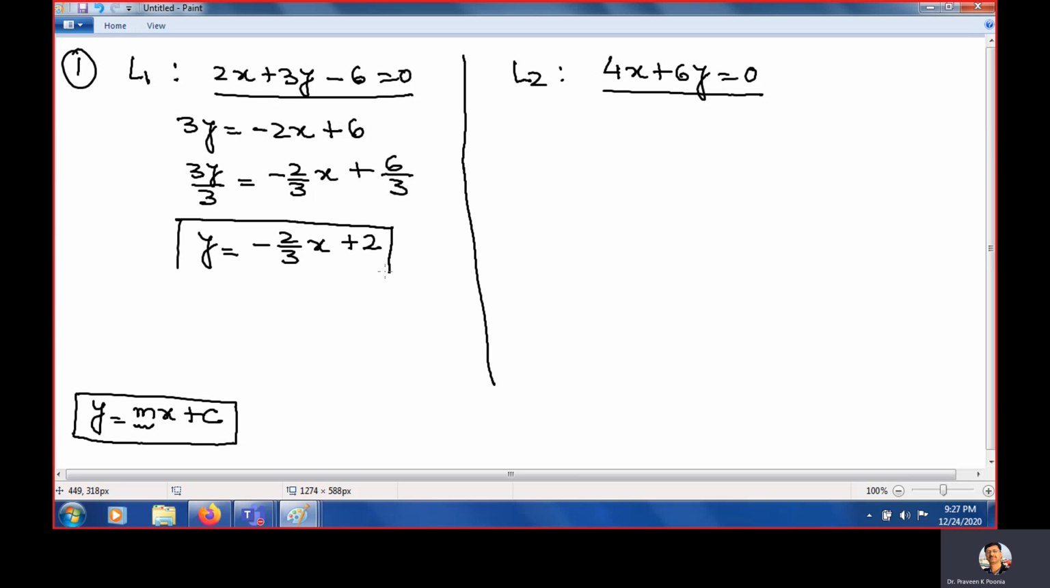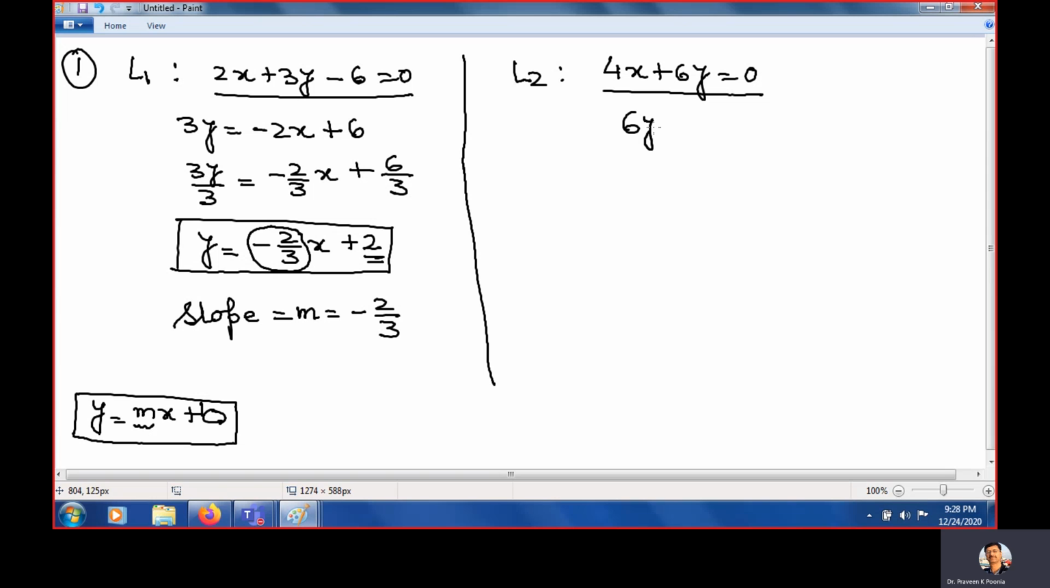Now this is the standard form. You can see y is equal to mx plus b, where this is m and this is b, the y-intercept. Clear? It is not c, it is b, my dear. So b is the y-intercept. So what is the slope of this line? The slope of this line is m, and the value of m is minus 2 upon 3. This is the slope.